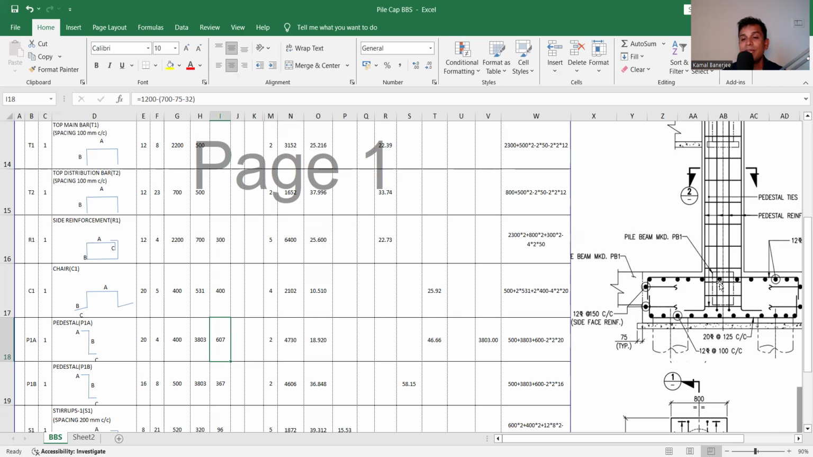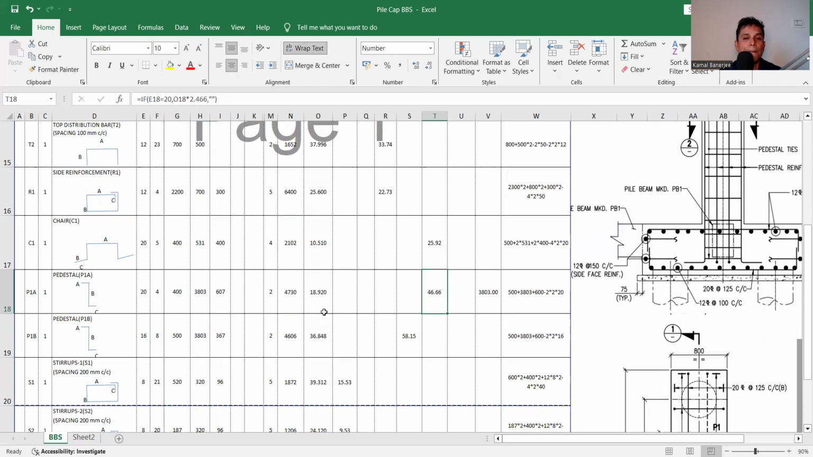So here I am calculating the development length as 50D plus 10D, that is 60D. If it is mentioned separately in your case, then this length will change. So what is the number of bends? Number of bends is 2. And so this is the cutting length, this is the total length, this is the total weight.